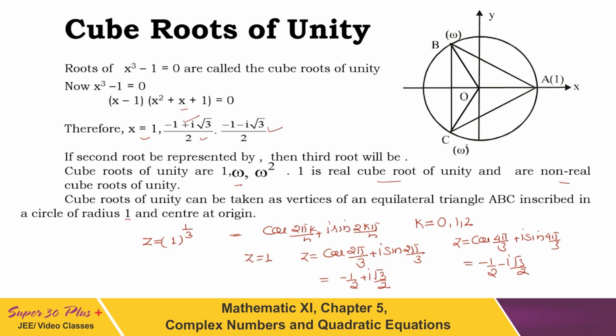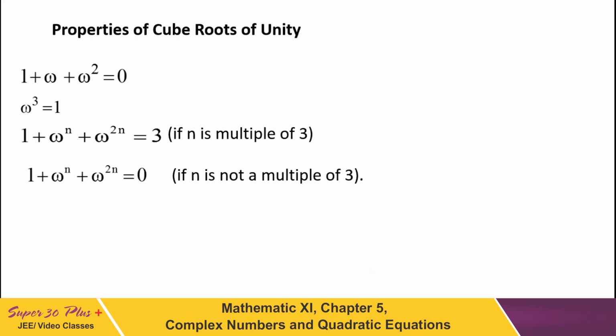This is listed here, meaning this is the origin, the radius is 1, and one root is here, the second is omega and the third is omega square. Students, here are the properties of the cube roots of unity.